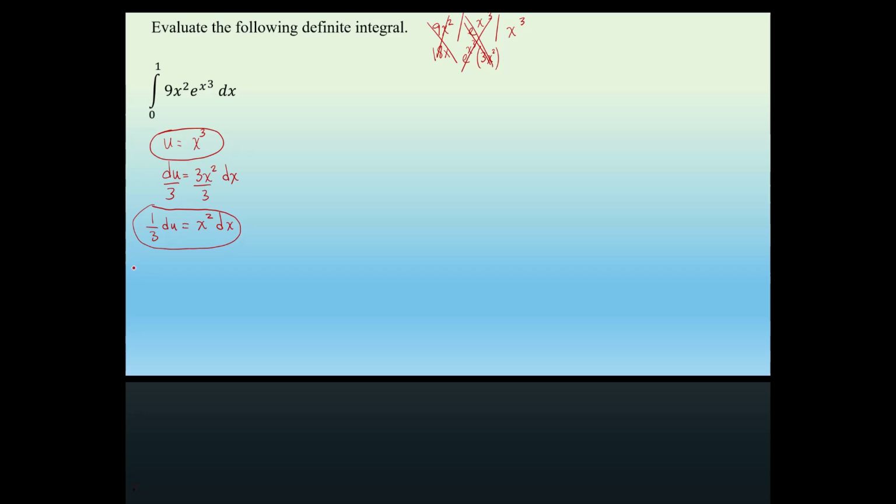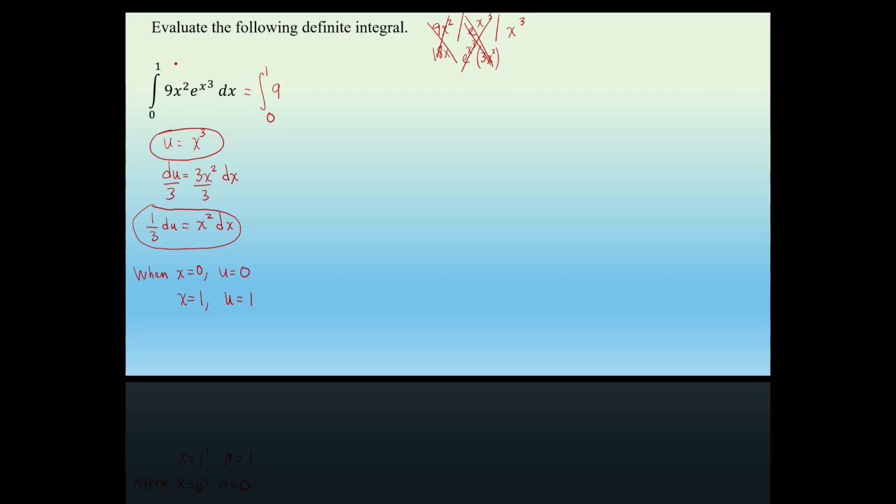I'm going to go ahead and let myself know when x is 0, u is also 0 because I just plug it in. And when x is 1, well, great thing is u is also 1 because I just plug it in. So now I'm going to rewrite this definite integral, still going from 0 to 1. And then I see a 9, so I'll keep the 9 there, no problems.